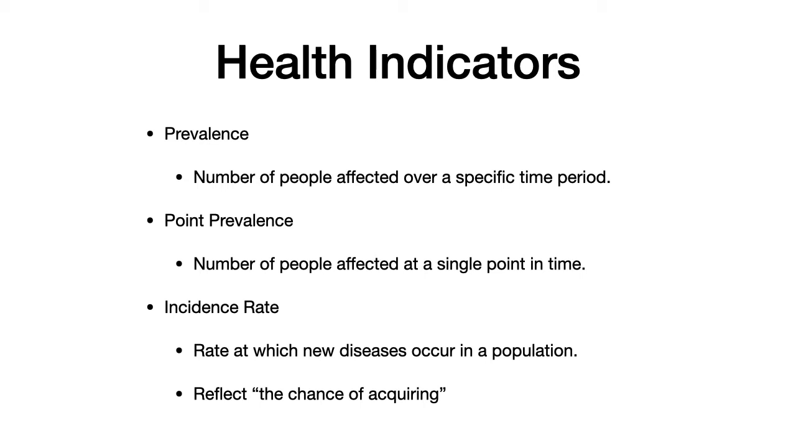When we talk about point prevalence, we're talking about the number of people affected at a single point in time. So rather than that time period, we could say this is the number of people who are affected by the flu on February 1st, 2006. And then we have the incidence rate. So the incidence rate is the rate at which new diseases or conditions are occurring within a population. And this really reflects the chance an individual who is a part of that population might have of acquiring this disease or condition. So we could say the incidence rate of the flu in students at this university is this many.